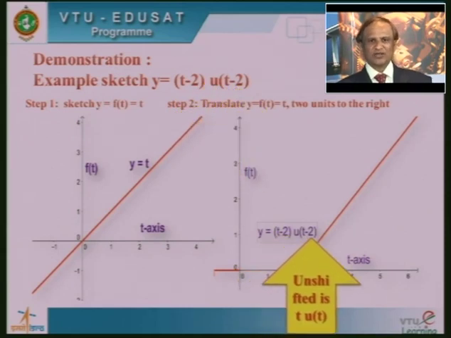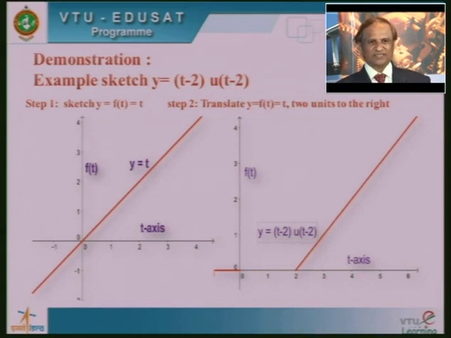The original function is t into u of t. Here it is given that y is equal to t minus 2 into u of t minus 2. Now first we can sketch the graph of y is equal to t. I hope you can observe the first curve, a straight line passing through the origin. What is the second step? Translate y is equal to f of t is equal to t, 2 units to the right hand side. You can observe the second graph on the t axis, f of t axis: the straight line u of t minus 2 into t minus 2.